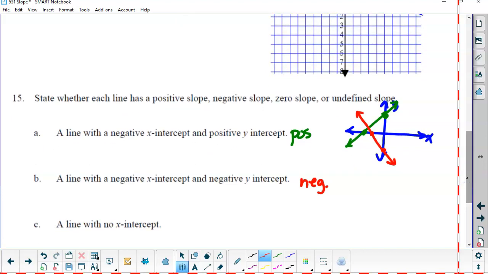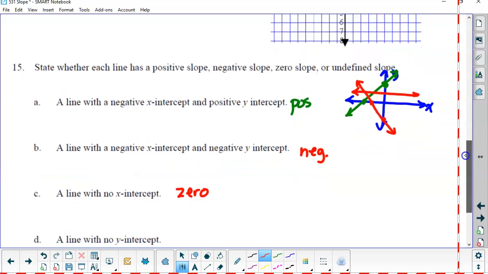A line with no x-intercept. So these all have x-intercepts. Well, no x-intercept would be a horizontal line like that. Now, if a horizontal line was right on the x-axis, then it would have an infinite number of x-intercepts, not just one. And not 0. So really, a line with no x-intercept is a horizontal line and has 0 slope. This line here that has infinite x-intercepts also has 0 slope. So 0.